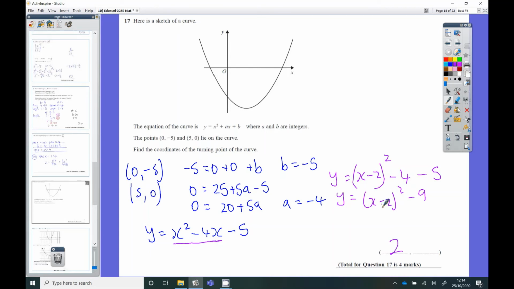So what is the y value when x is 2? Well, 2 take away 2 is 0, and squared is 0. Take away 9, that's minus 9. So our turning point, our minimum point, is (2, minus 9).